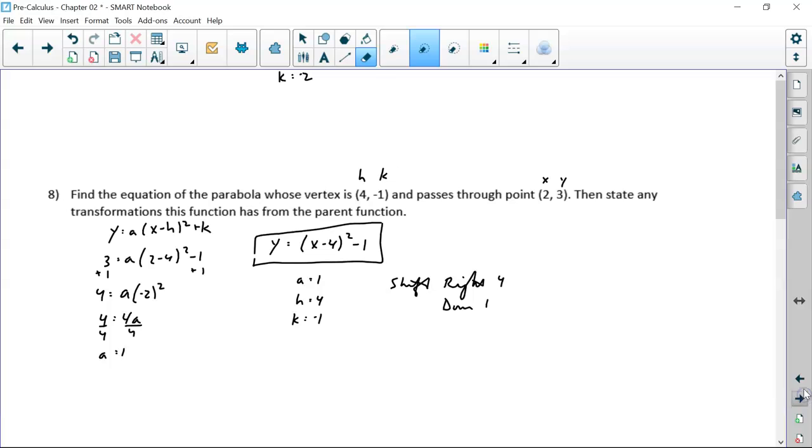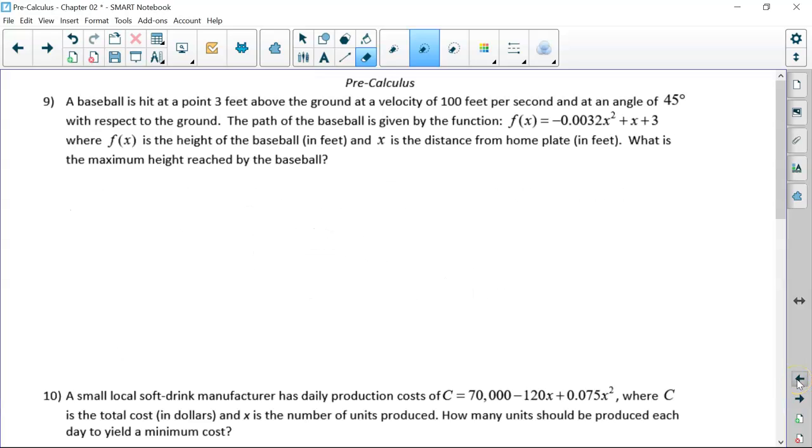Okay, some word problems on the next page. A baseball is hit 3 feet above the ground with a velocity of 100 feet per second, at an angle of 45 degrees. A lot of information there. The path of the baseball, that's the important thing, is given by the function f of x, where f of x is the height in feet and x is the distance from home plate in feet. What is the maximum height reached by the baseball?